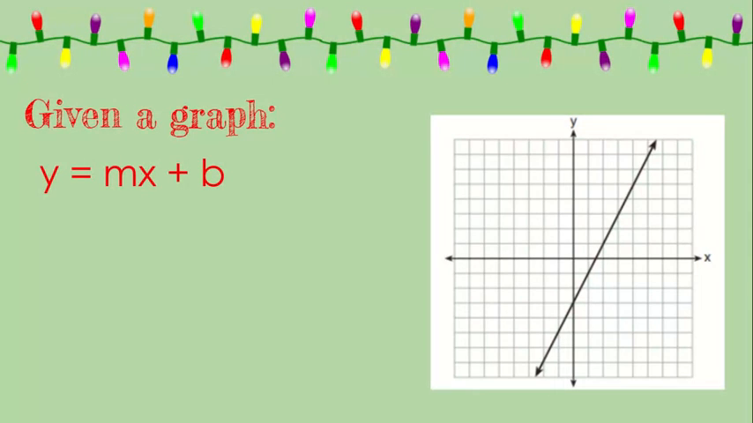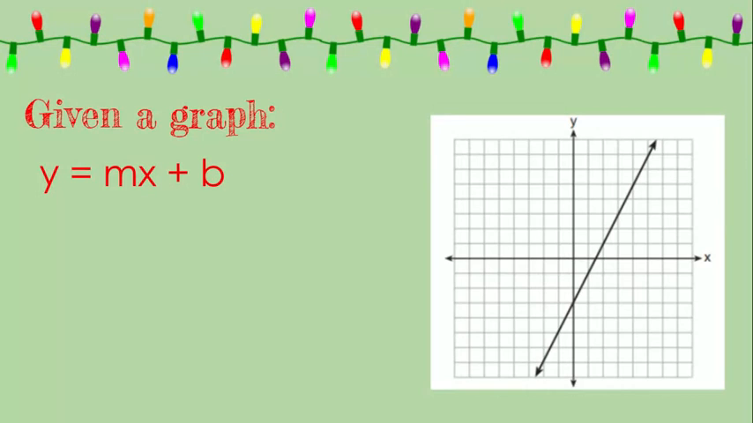Here is the graph of a linear equation. We know it is a straight line, and we want to write the equation for that graph. First, I always start by writing my equation in slope-intercept form, which is y equals mx plus b. Now we need to be able to find our m and our b from looking at the graph. I typically start with my b value because that is easier to find, and I'm going to use that to help me find the slope.